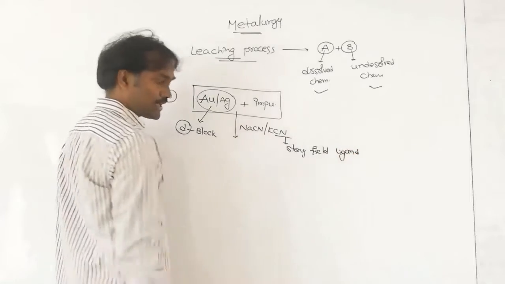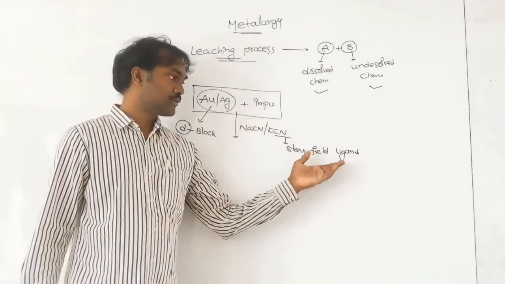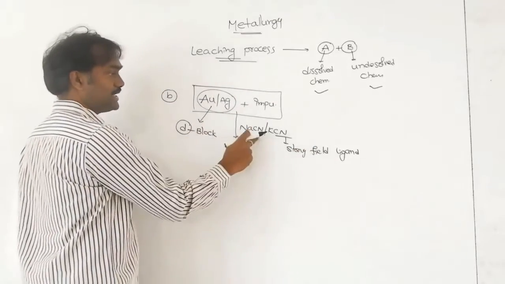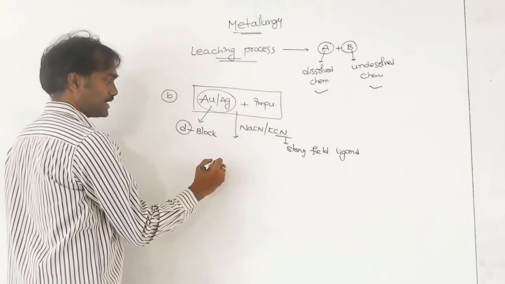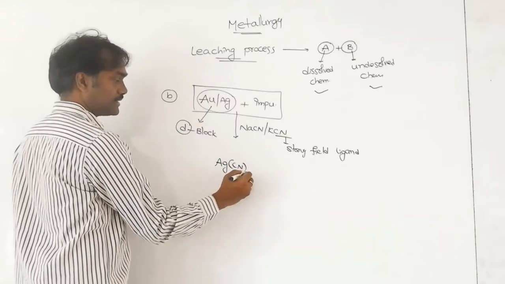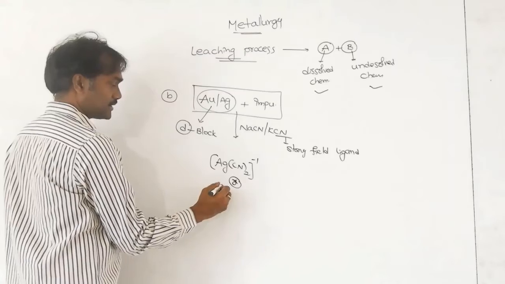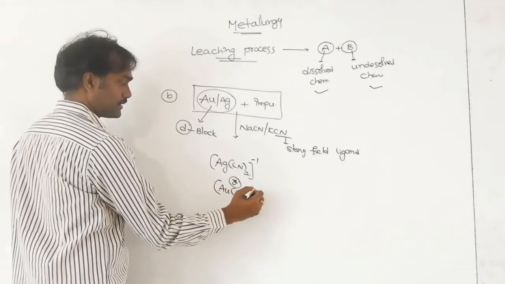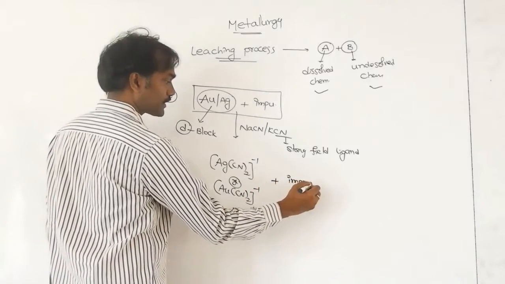You must remember that a d-block element with a ligand is going to form a complex compound. So NaCN and KCN react with the gold and silver, while the impurities are unreacted. So you are getting Ag(CN)2 with a charge of -1, otherwise gold cyanide complex.